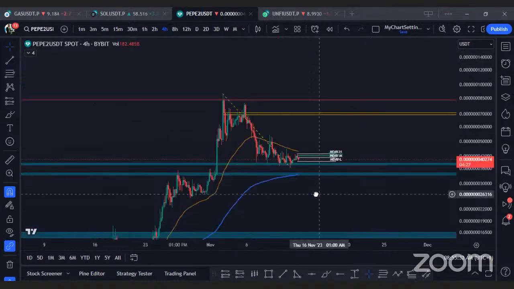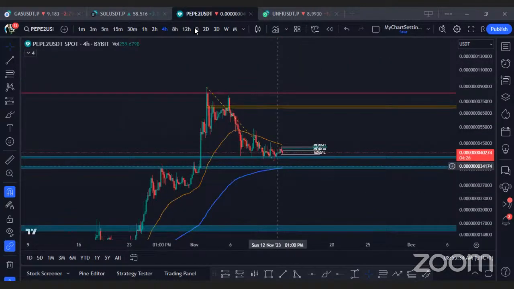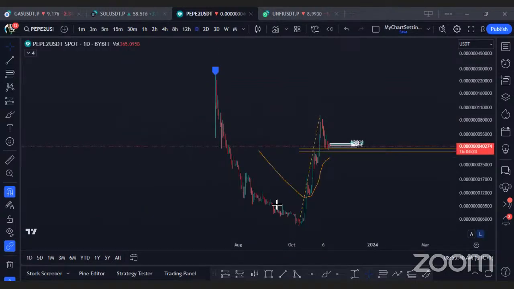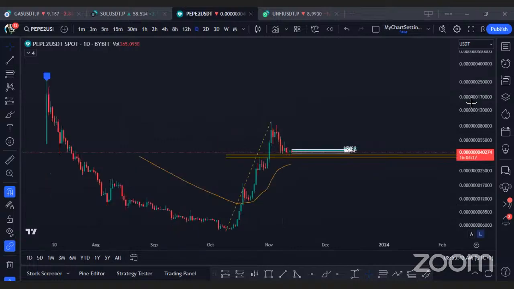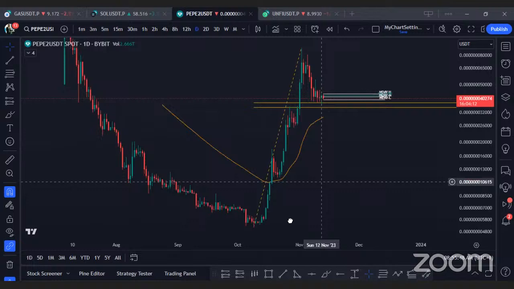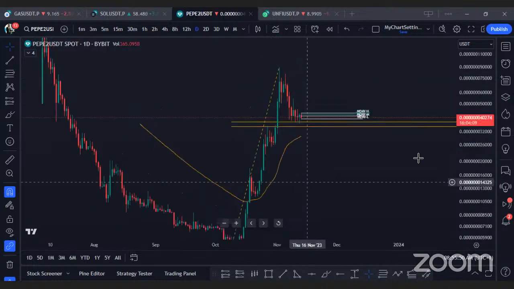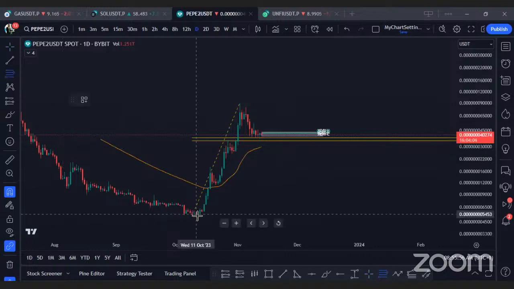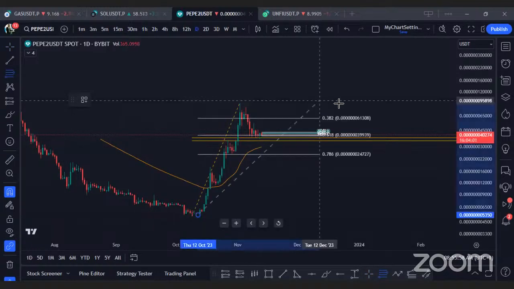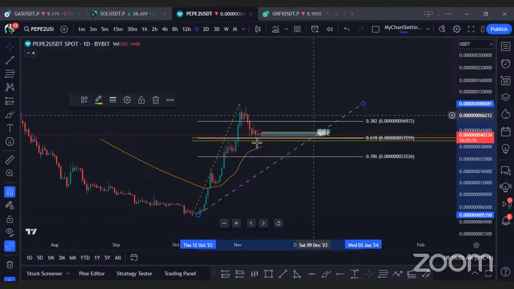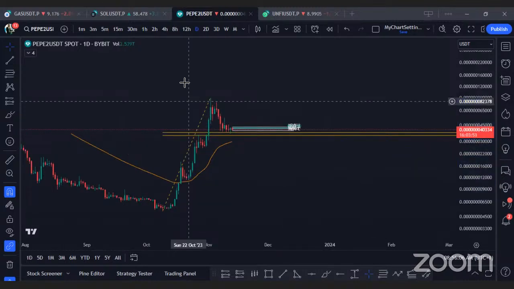Hmm, very nice chart. So for Pepe 2, from the look of things, okay, look at this. If you take your Fibonacci retracement tool from, I think this is from up, down, or down, up. Which one is it? Let me confirm that. Yeah. So we are currently at that 618 level, right?